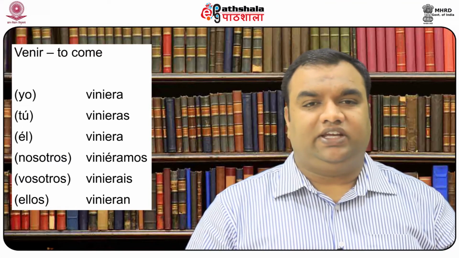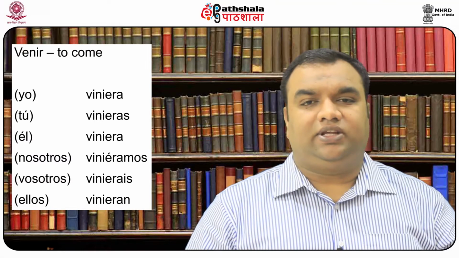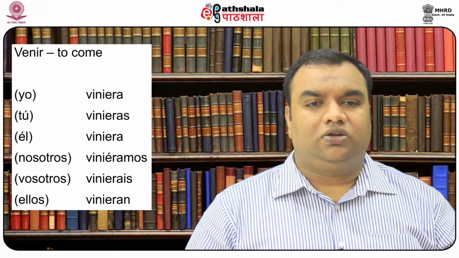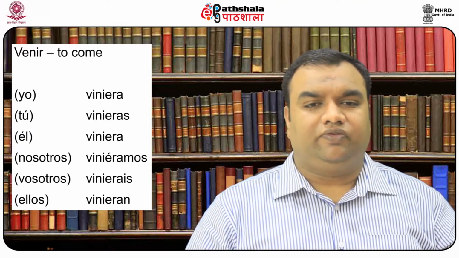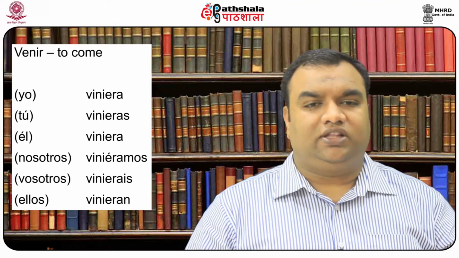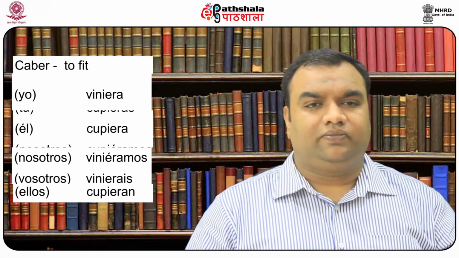The next verb is venir, which means to come, and in the preterite the third person plural is vinieron. So the imperfect subjunctive forms are yo viniera, tú vinieras, él, ella, usted viniera, nosotros viniéramos, vosotros vinierais, ellos, ellas, ustedes vinieran.